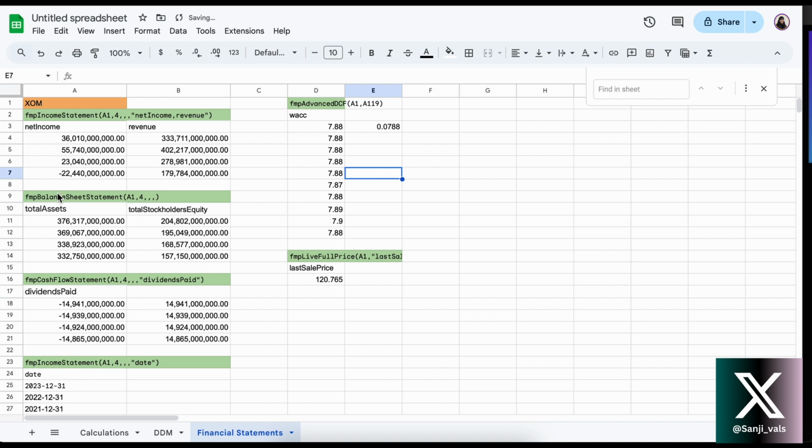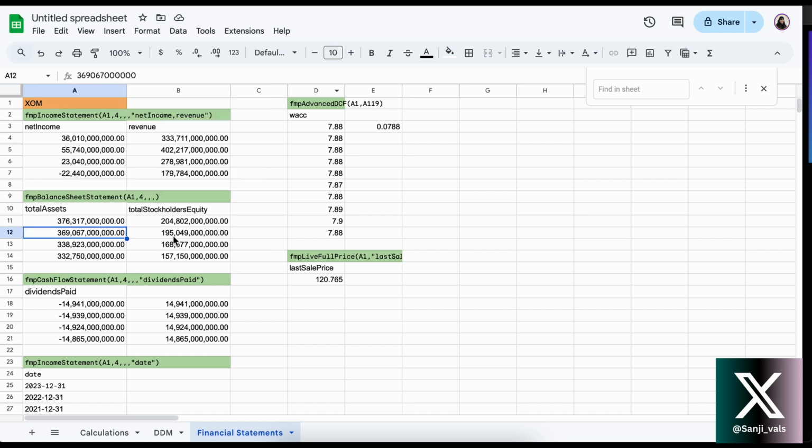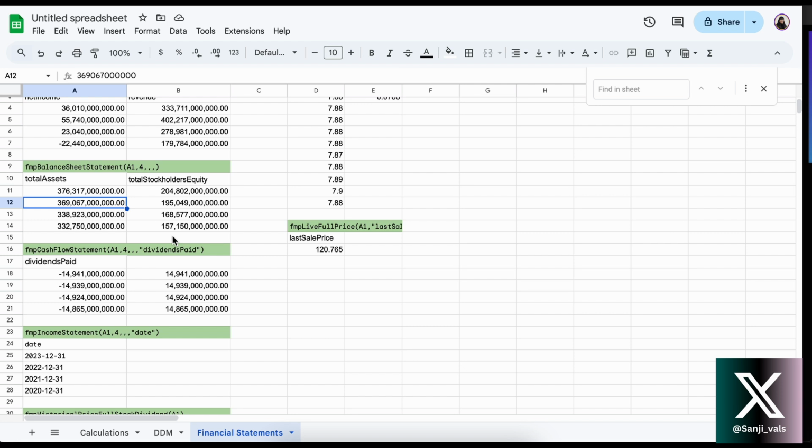Then we do the same thing for the balance sheet, but the formula is equals FMP balance sheet statement, and then you take the stock ticker, it's XOM, then again period 4, these fields we leave blank as usual, and in headers we put total assets and total stockholders equity. That's what we need for calculating our growth rate, the dividend growth rate.